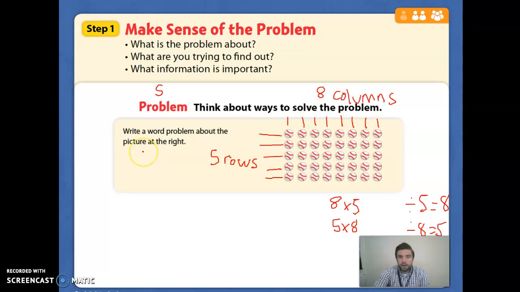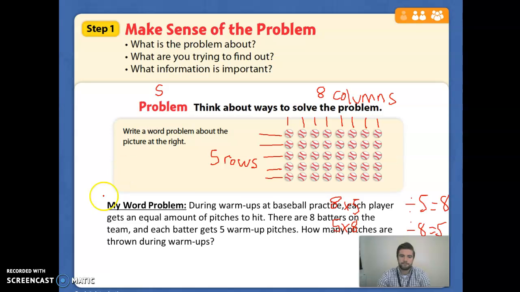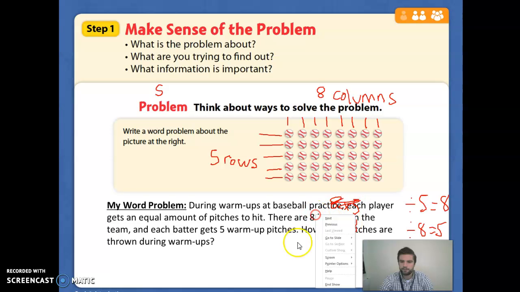So maybe you can write your own problem, and you can do that if you want. Let me show you what problem I came up with to symbolize 5 and 8. And I actually covered up my own writing here. So let me erase it for you. Oops.